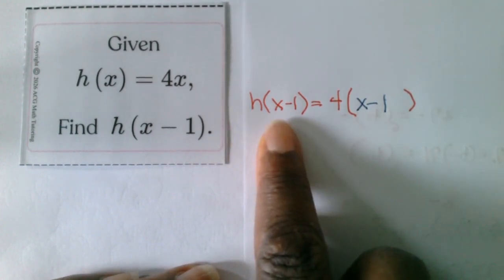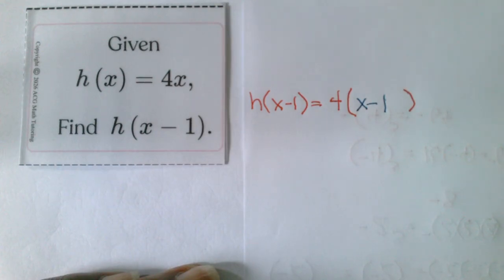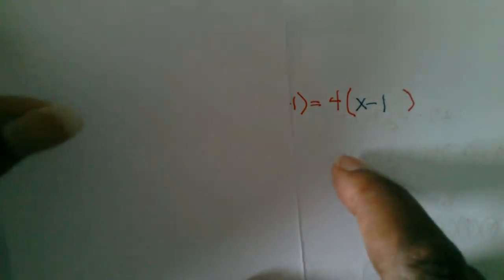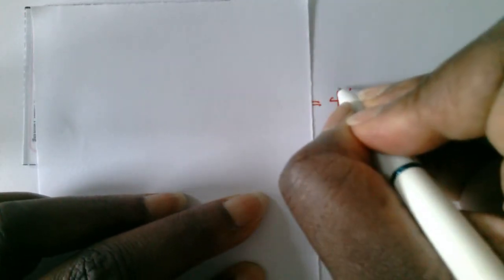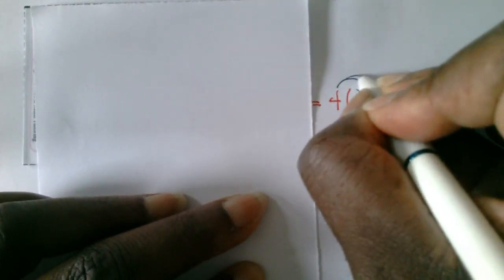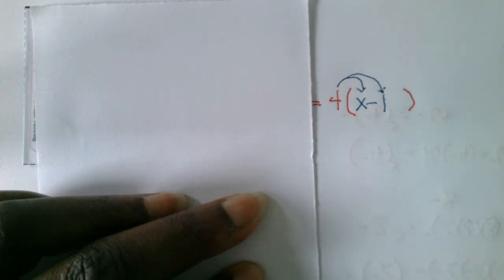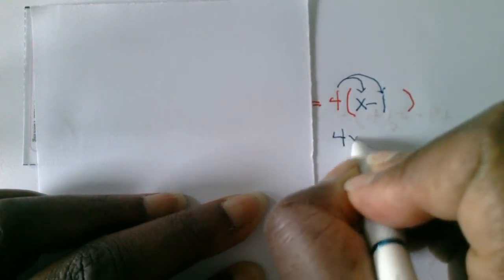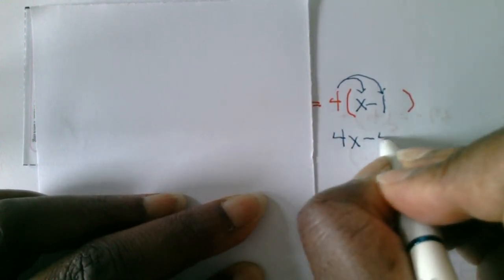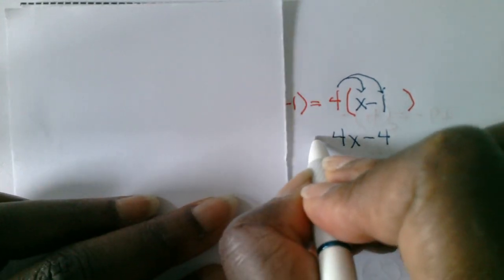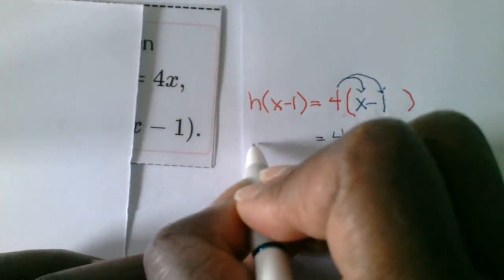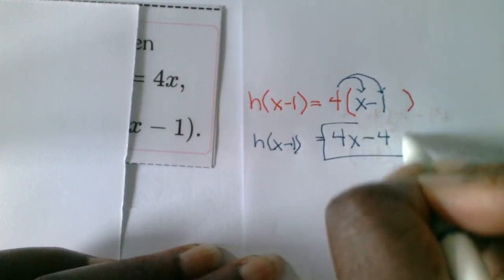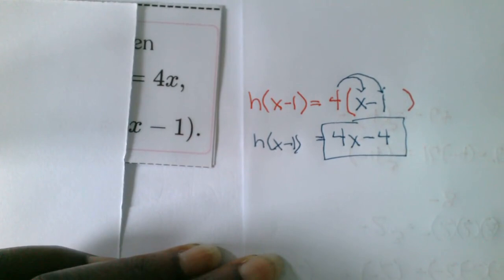So now this side, you're not looking at anymore. This is just to remind you what you substitute in for the x. So now, this is what a lot of people are doing, is distributing this 4 to everything inside the parenthesis. So 4 times x gives me 4x, and 4 times negative 1 gives me negative 4. So this is why your answer of h of x minus 1 is 4x minus 4. Okay.